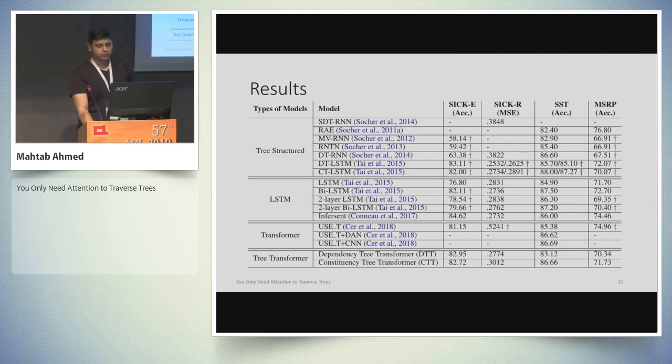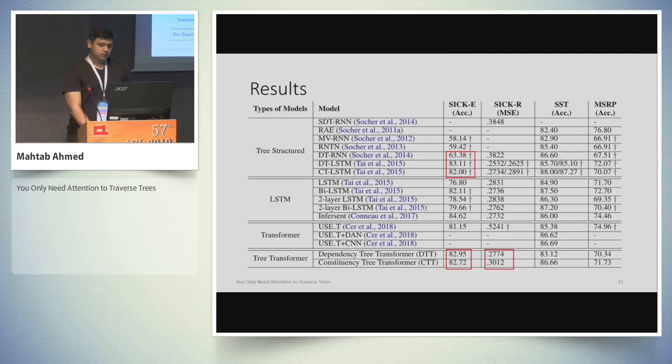If you look at the performance of this tree transformer, the performance is quite close to the one with the dependency tree and the constituency tree LSTMs, but it's much better than the dependency tree RNN, which uses just one linear transformation as the composition function. So attention is a much better choice as a composition function.